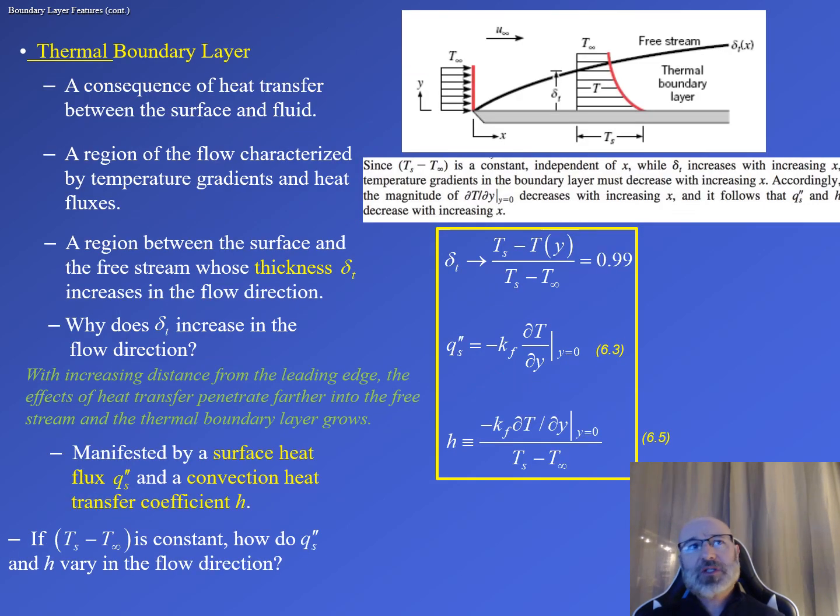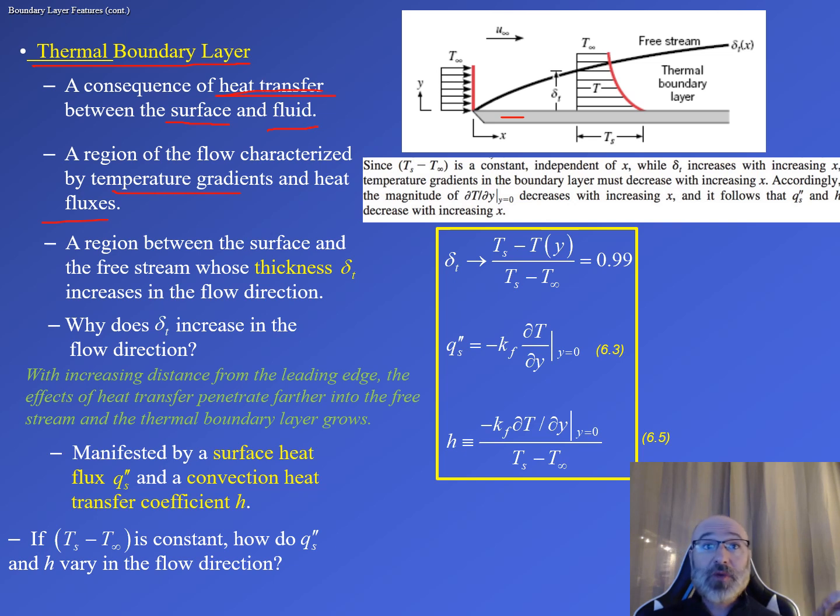So now that we've discussed the velocity boundary layer, let's take a look at our thermal boundary layer next. So this thermal boundary layer is going to be a consequence of the heat transfer between the surface and the fluid right there. So there again, there's our surface and our fluid, and it's a consequence of the heat transfer between those two. So this is going to be a region of flow that's characterized by temperature gradients and heat fluxes.